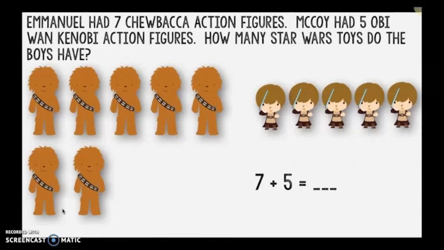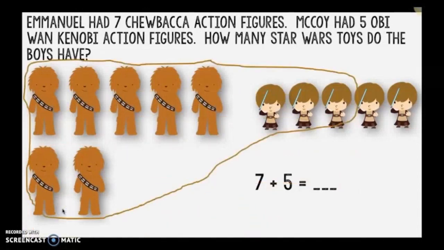Can you go ahead and circle the 7 Chewbacca drawing points and then however many more you're going to need to make a 10? All right, let me show you what I circled. I circled my 7 Chewbaccas and 3 Obi-Wan Kenobis. Is that what you did? Aha, good job. Give yourself a high five, friend.